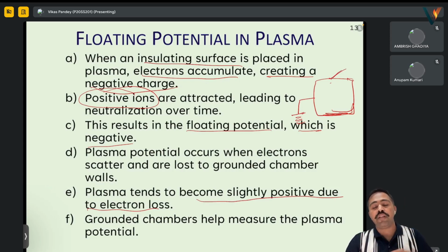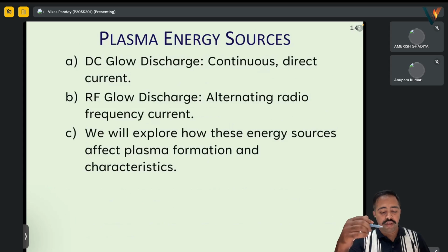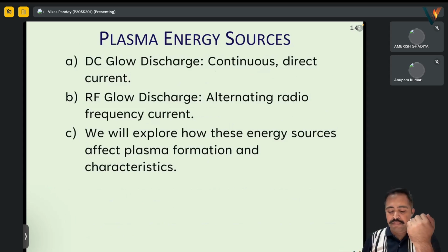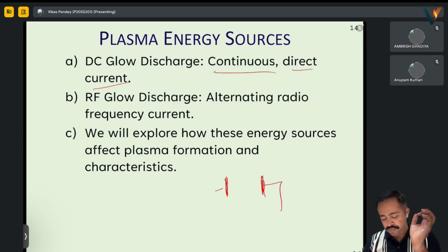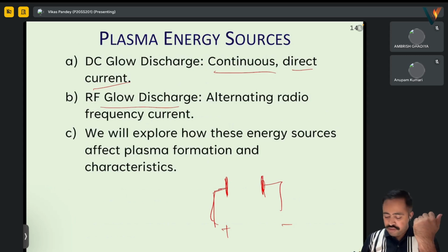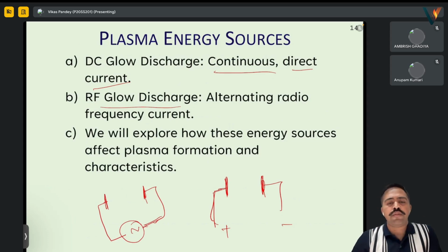What is the plasma potential used for? It is actually used to determine the rate of reaction, or the rate of the etching that is happening. So what are the sources we can use? Like I said, one is DC, second is RF. DC is simply continuous direct current: an anode and cathode connected to the positive and negative, giving high voltage. Second is RF glow discharge, which again has two electrodes, but connected to an electromagnetic oscillating source, or RF source, or AC signal, we can say.